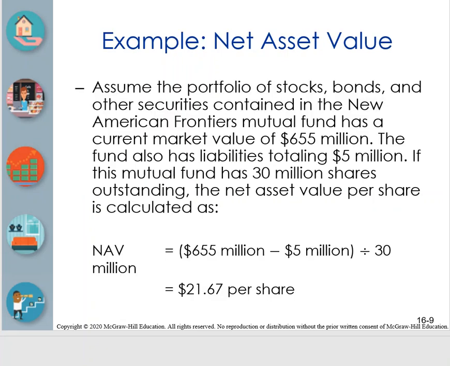So an example of net asset value can be found on this slide here. American Frontiers Mutual Fund has a market value of $655 million, and it has liabilities of $5 million, and there are 30 million shares. So it would be 655 minus 5 million in the numerator divided by 30 million in the denominator to get you an average share price, or net asset value, of $21.67.